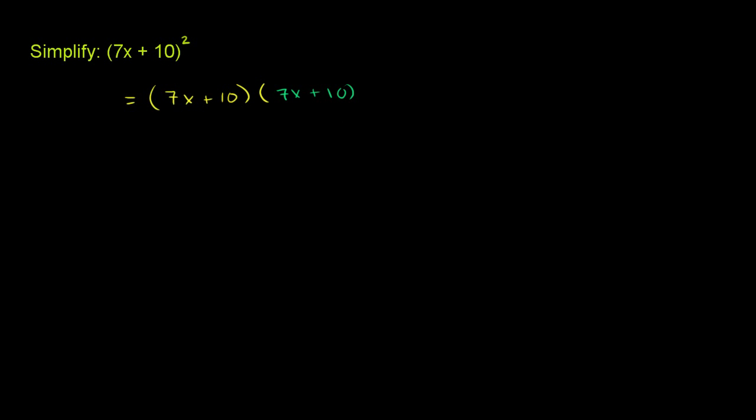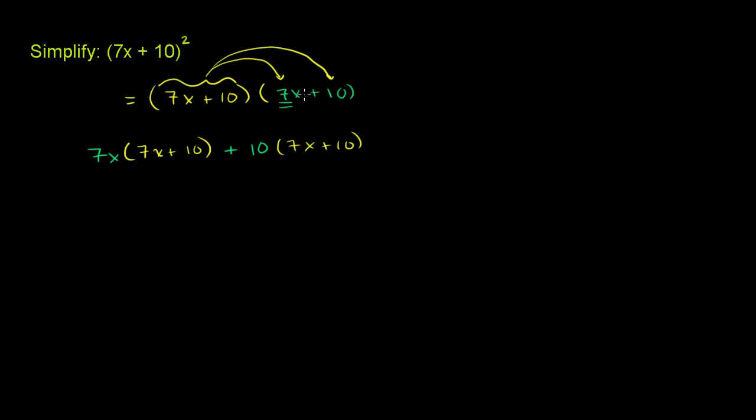So one, we could distribute this yellow (7x + 10) onto each of the terms in the green one. So it would be (7x + 10) times 7x, this 7x right here. So we'll put the 7x out front. And then we could say plus (7x + 10) times 10, or we could say plus 10 times (7x + 10). I just distributed the (7x + 10) on each of these terms. And then you do the distributive property again.